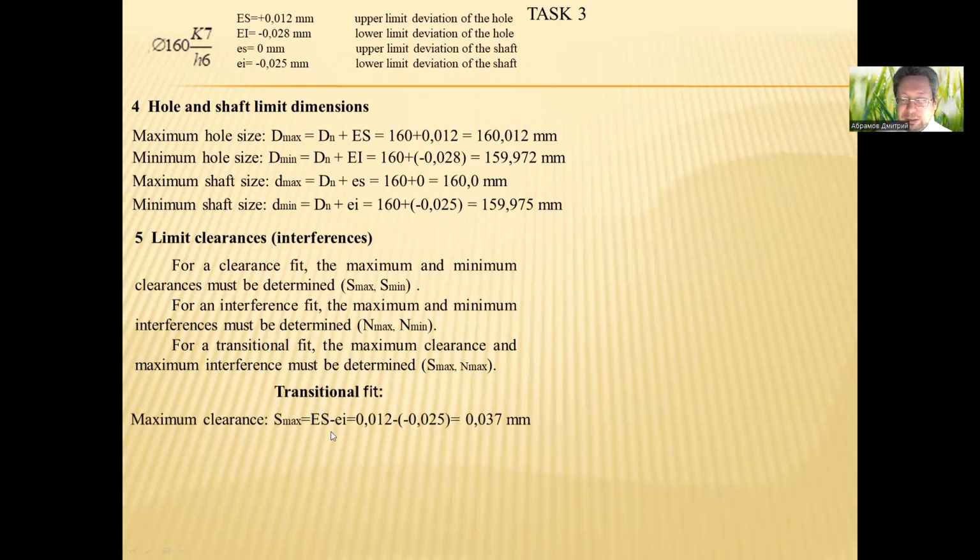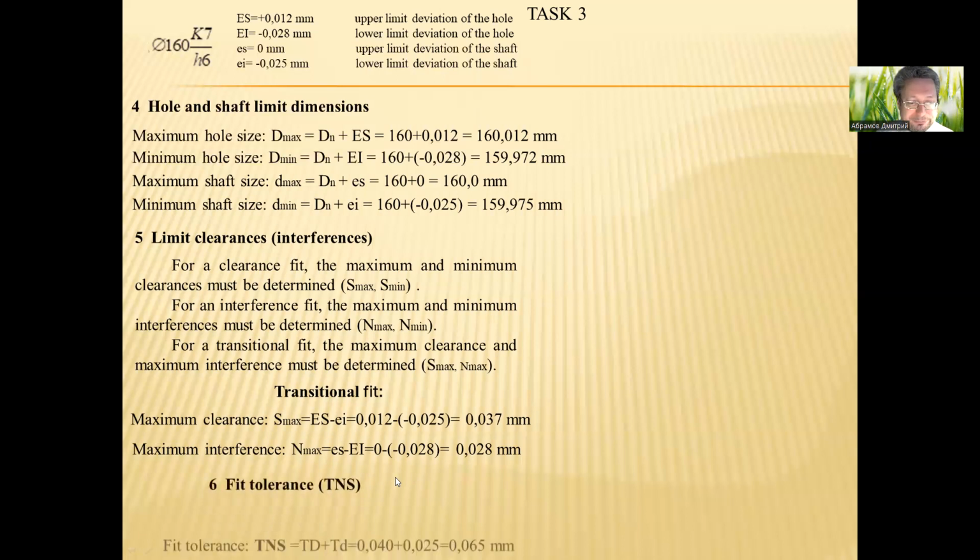It's equal upper limit deviation of the hole minus lower limit deviation of the shaft. We have 0.012 minus minus 0.025. It's equal 0.037 millimeters. Maximum interference, N maximum, is equal small es minus big EI. It's upper limit deviation of the shaft minus lower limit deviation of the hole. We have 0 minus minus 0.028. It's equal 0.028 millimeters.